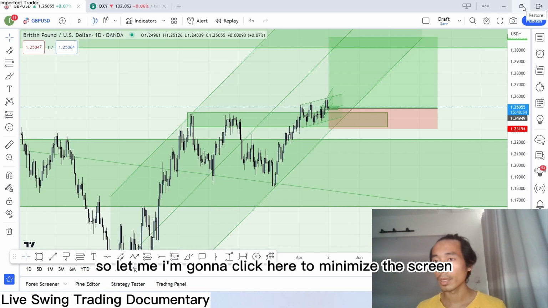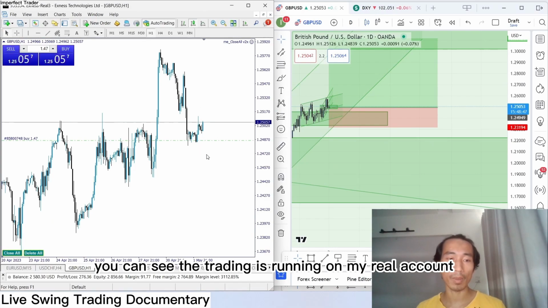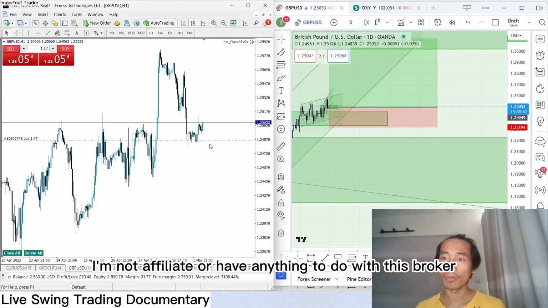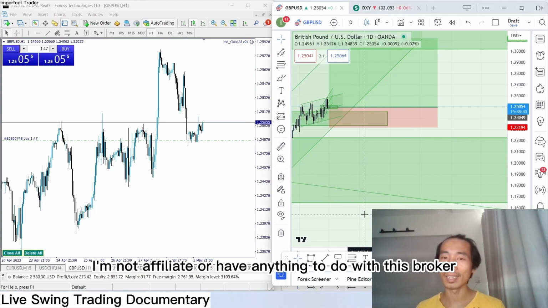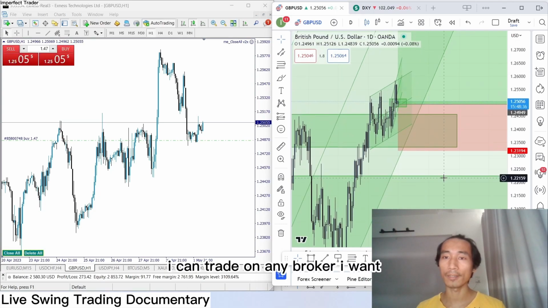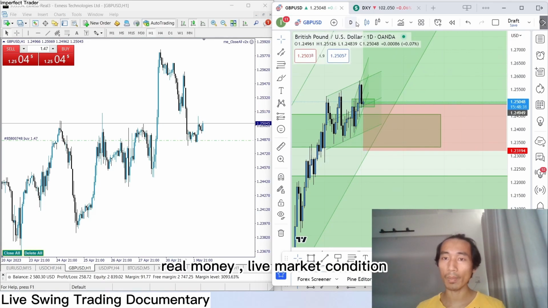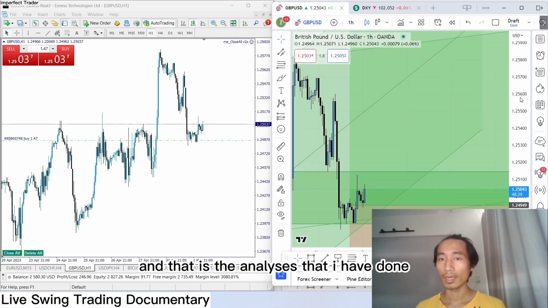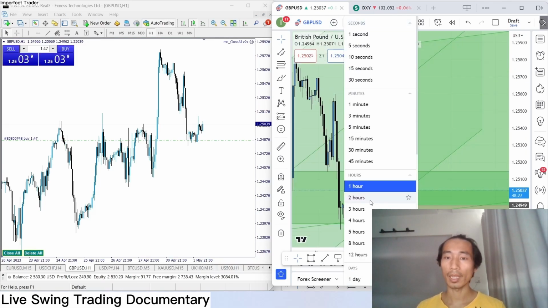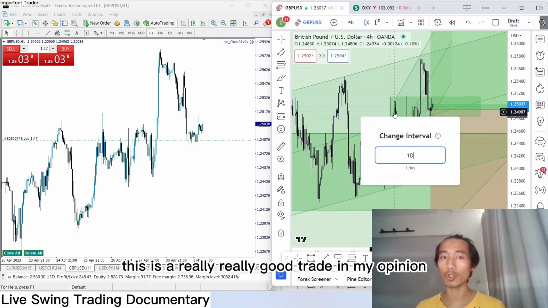So I'm gonna click here to minimize the screen. You can see the trade running on my real account on Exness, and I am not affiliated or having anything to do with this broker. I can trade on any broker I want. I'm just showing you that this is real market, real money, live market condition, and that is the analysis that I have done. And let's see how the trade plays out. This is how I did a really good trade in my opinion.